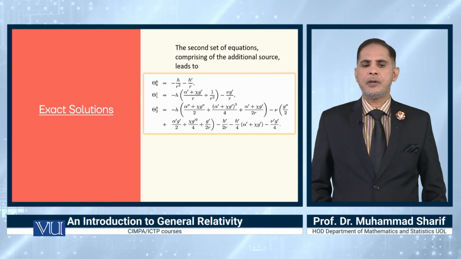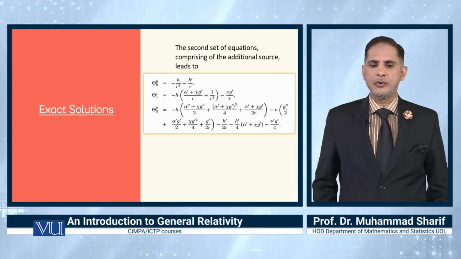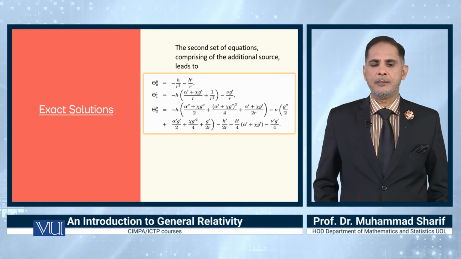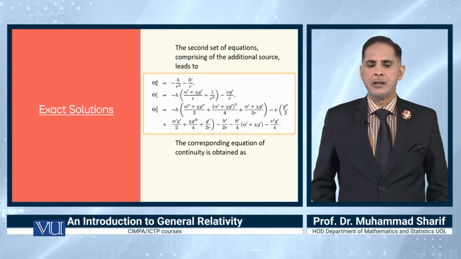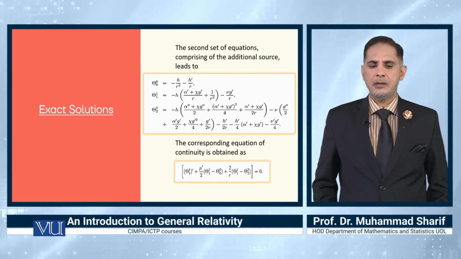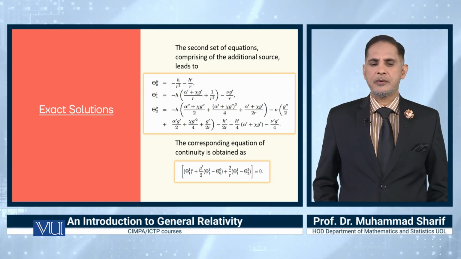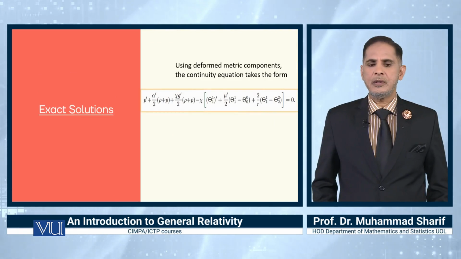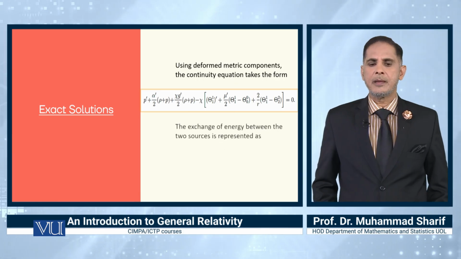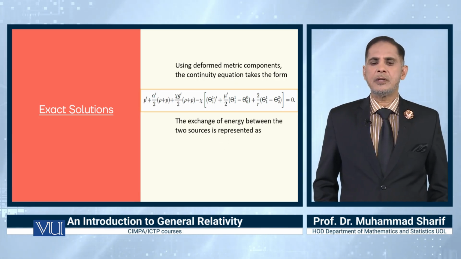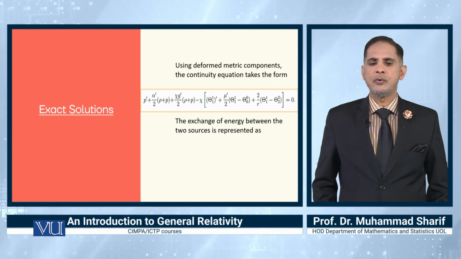The second set of equations comprises some additional source that leads to the following form. Obviously, this is complicated because new sources or new ingredients are coming into these equations. The corresponding equation of continuity is the following, and theta 0 0, theta 1 1, theta 2 2 are components of the new source. So, using deformed metric components, the continuity equation takes the following form. The exchange of energy between the two sources is represented as follows.